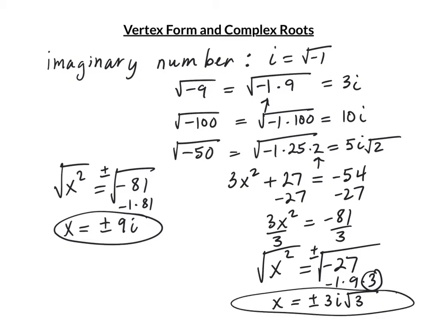And there's my answer. Now notice when I write this, as I mentioned above, everything goes in front of the root so that it's not confused with a number that might be under the root. We always put the plus or minus in front of the number, just like a sign, like a negative. And the 3 goes in front of the i because it's like the coefficient of i.